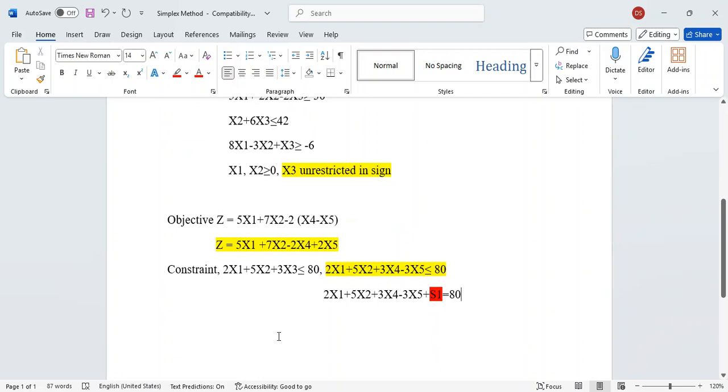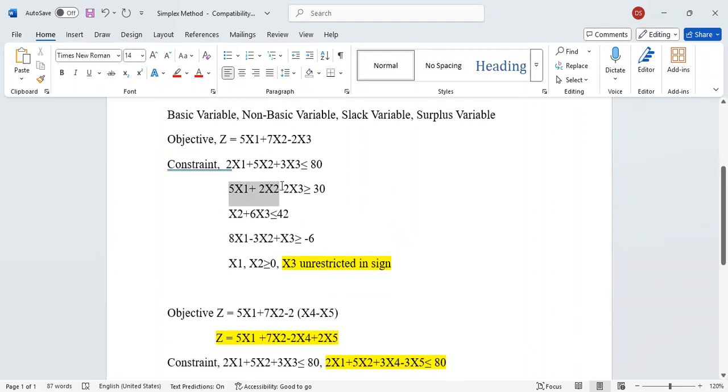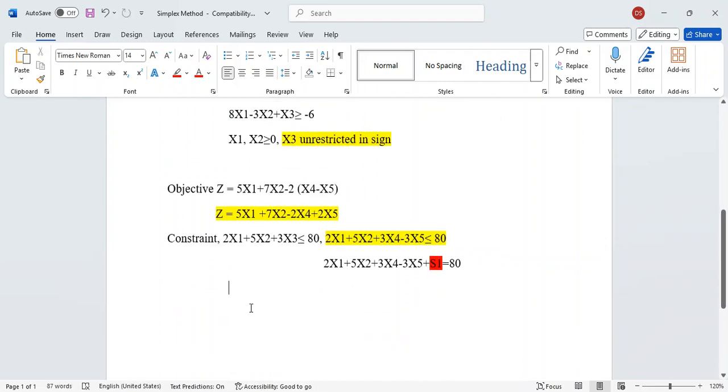Then we go to the second constraint, which is different. What is the second constraint? 5x1 plus 2x2 minus 2x3 greater than or equal to 30. First you make it proper because x3 is unrestricted in sign. So you write 5x1 plus 2x2 minus 2 into x4 minus x5.